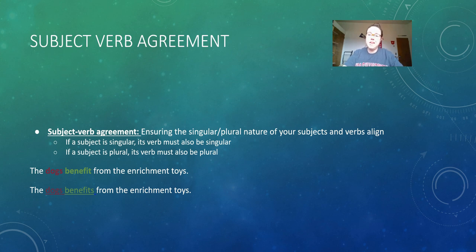So we can read the following example, the dog's benefits from the enrichment toys. That even just sounds off because we have an S ending both the subject and the verb here. So to fix it, we'd have to remove one of the S's. So the dog benefits from the enrichment toys, or like our first example, the dogs benefit from the enrichment toys.